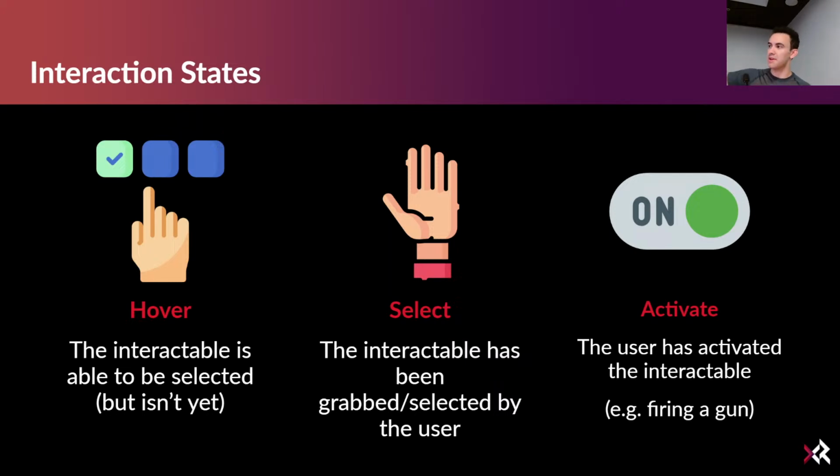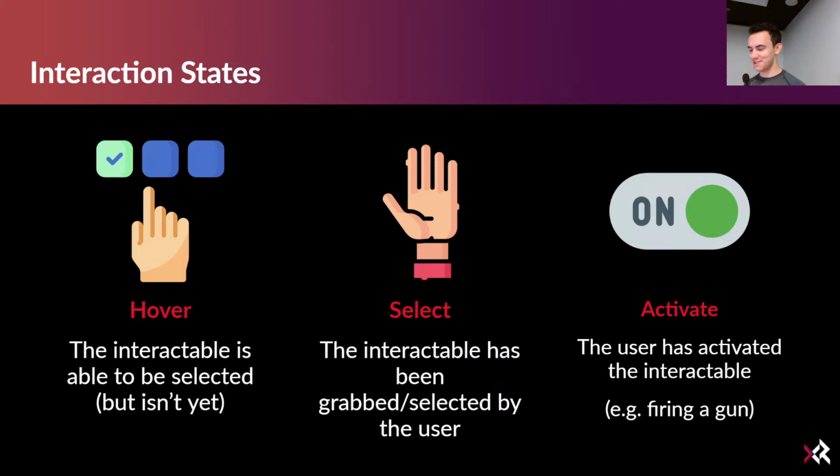Whether that be turning on a light, or perhaps with a virtual pistol, you could pick up the pistol and then pull the trigger and it fires something. So that's the activate state. And that is really all you need to know to start thinking about how you design things.